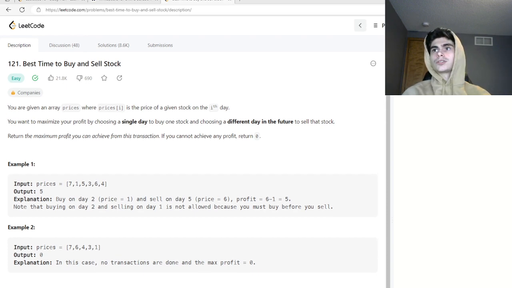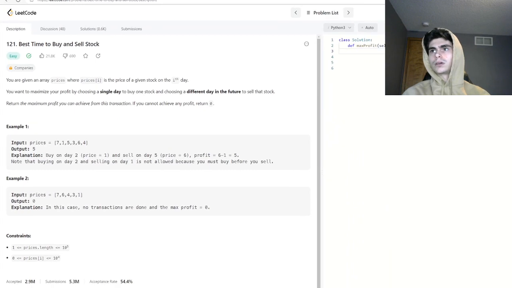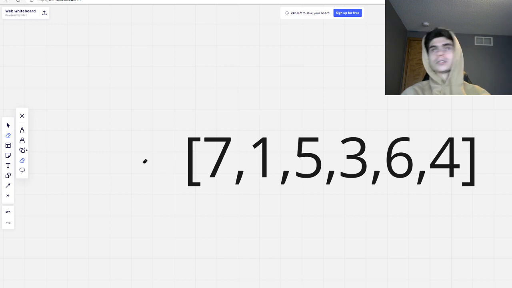So what I'll do is just switch to a whiteboard and kind of draw how this would work out. Alright, so I have this array that was given in the first example, 7 1 5 3 6 4, right? And what we can do using the two-pointer solution is have one pointer be called left and another pointer be called right. Left is going to start at the beginning of the array, so the first index, and right is going to start in front of the left pointer.